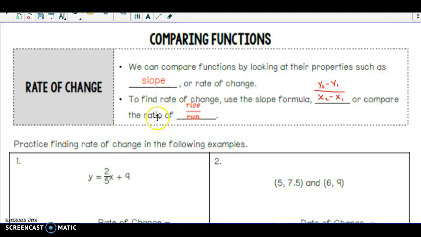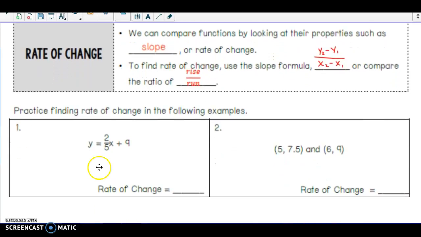Remember, you can also compare using the ratio of rise over run. It's the same thing. It's the change in y over the change in x. We just use different terminologies sometimes to make it easier to work on the problems that we have. So, for some examples to practice. When you get an equation, this is written as y equals 2/5 x plus 9.